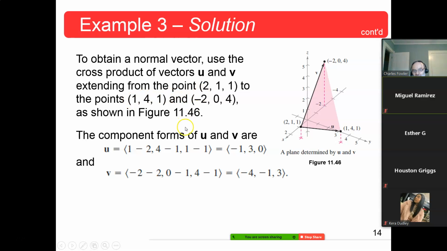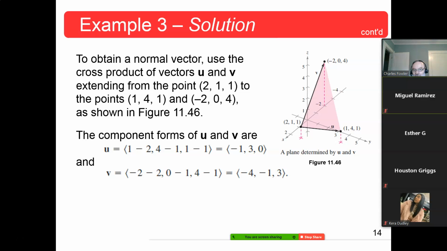1 minus 2 is a minus 1. 4 minus 1 is a 3. And 1 minus 1 is 0. I think I named that V, they named it U. Doesn't matter. Okay. The other one would be negative 2 minus 2, which would be a minus 4. 0 minus 1 would be a minus 1. And 4 minus 1 would be a 3. So yeah, we use the same 2 vectors, we just named them differently. I named the first one V and the second one U. They named the first one U and the second one V. It doesn't matter. What do we do with them?